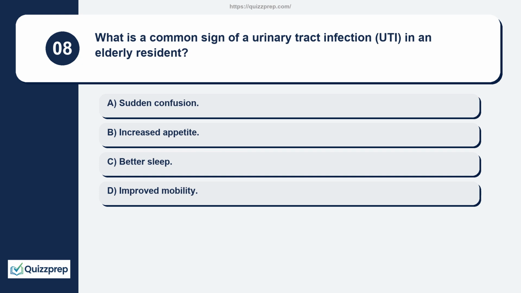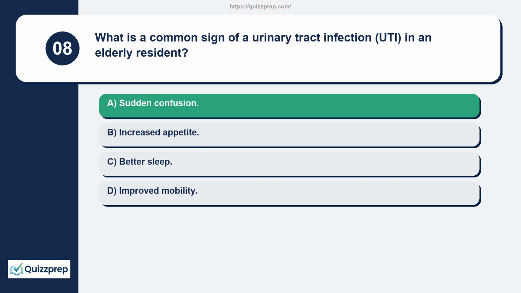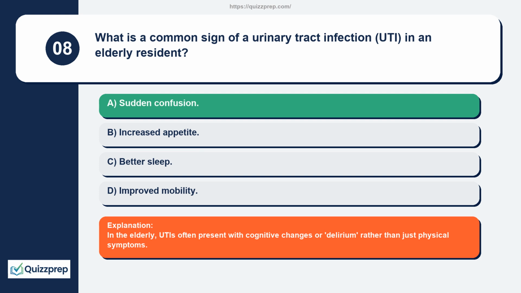Question 8. What is a common sign of a urinary tract infection, UTI, in an elderly resident? Sudden confusion, increased appetite, better sleep, improved mobility. In the elderly, UTIs often present with cognitive changes or delirium rather than just physical symptoms.